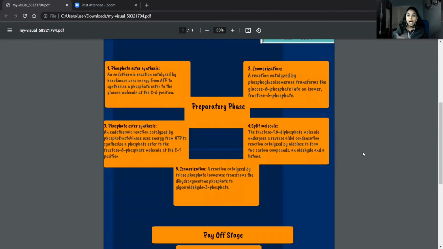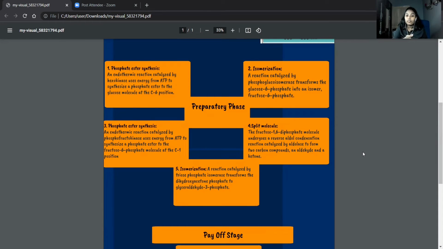Secondly, isomerization. A reaction catalyzed by glucose isomerase transforms the glucose 6-phosphate into an isomer, fructose 6-phosphate. Number 3, we have phosphate ester synthesis, an endothermic reaction catalyzed by phosphofructokinase, which uses energy from ATP to synthesize a phosphate ester to the fructose 6-phosphate molecule at the carbon 1 position.